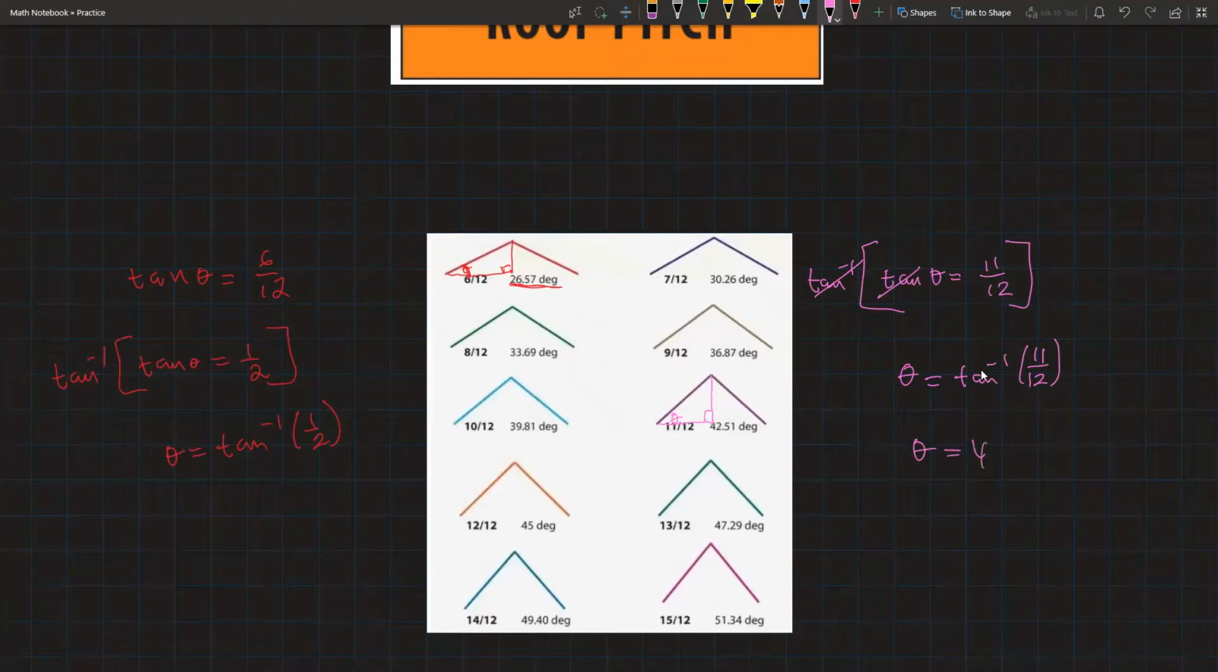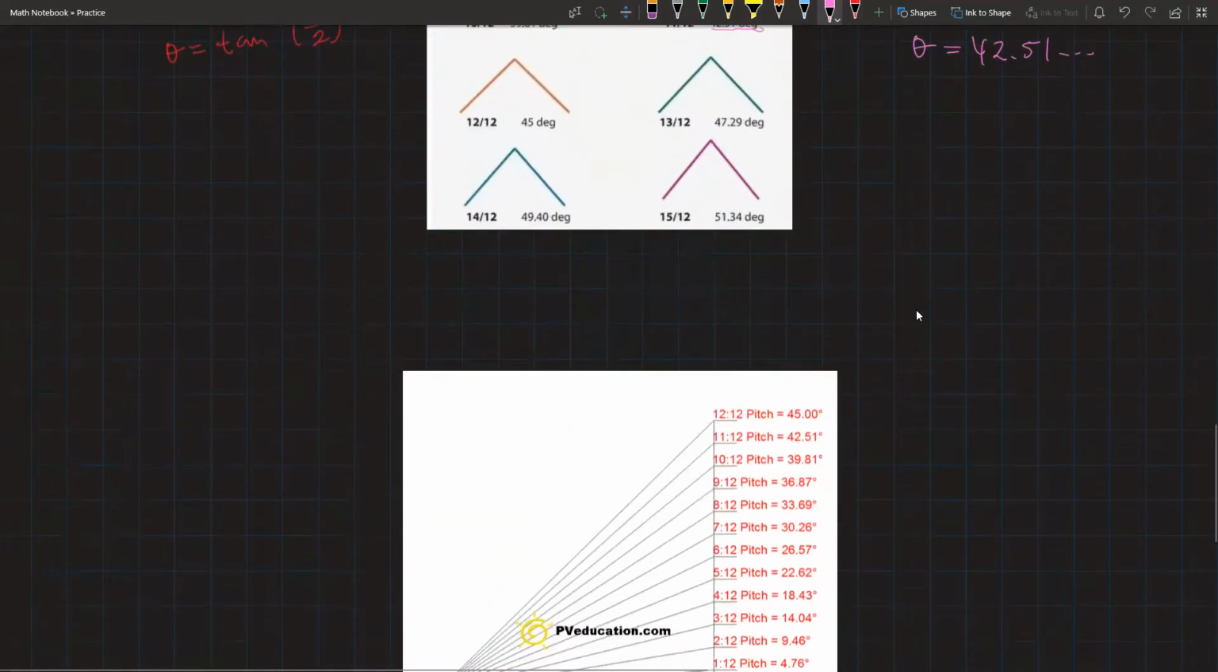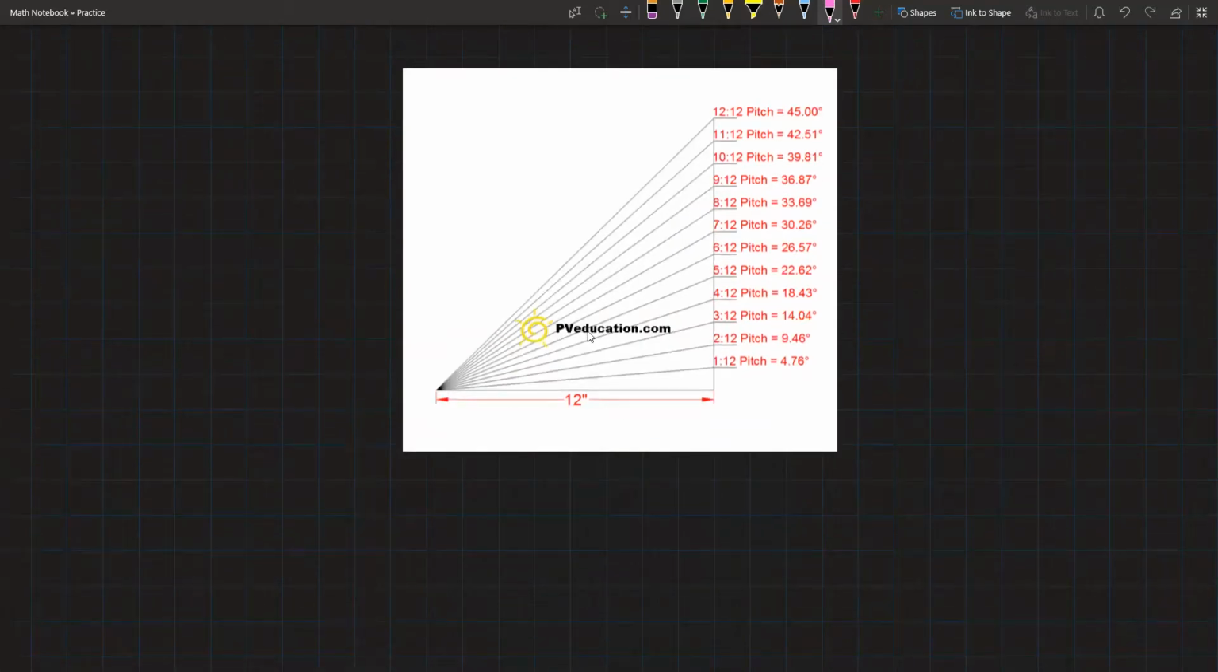Theta equals 42.51... This right here, right? Makes a lot of sense. And what that means is that the measurement of this angle is 42 point something degrees. Take some time if you want to and try these yourself. You should get the answers right there. Look, they even give you the answer for you to check your work. And a cool picture that I found, shout out to pveducation.com. Go check them out for this cool picture I found.